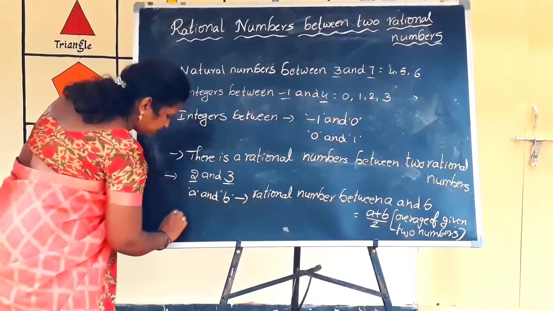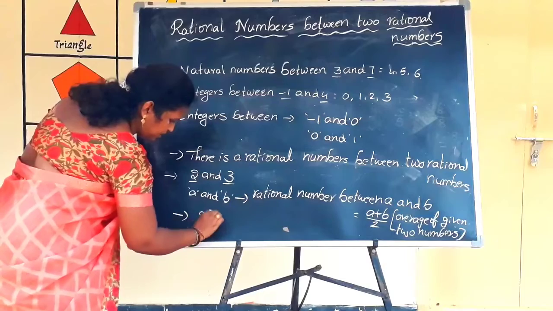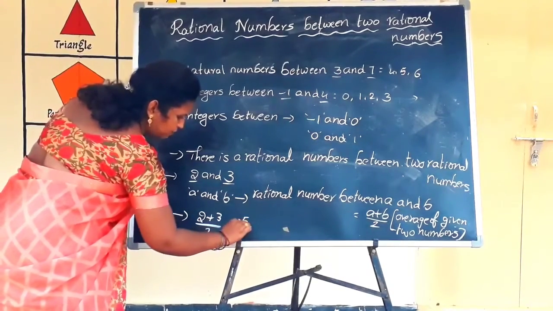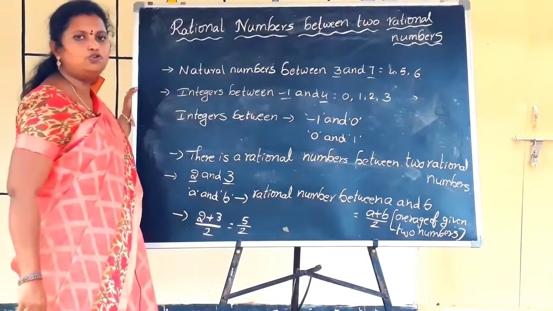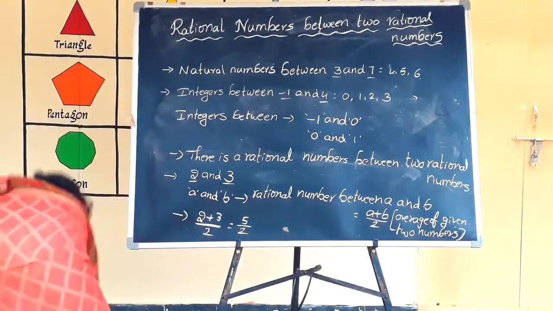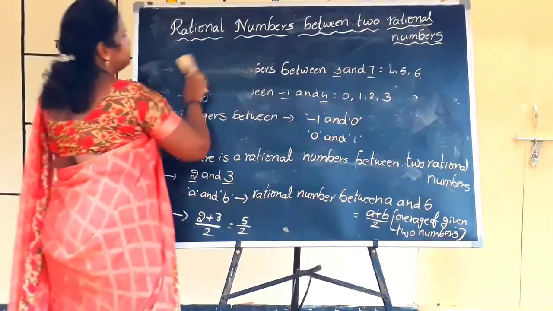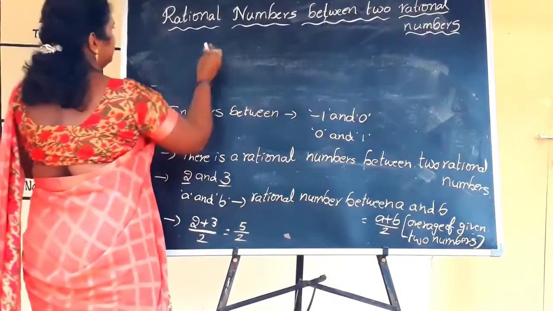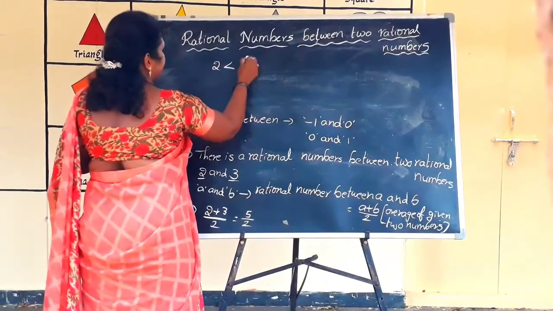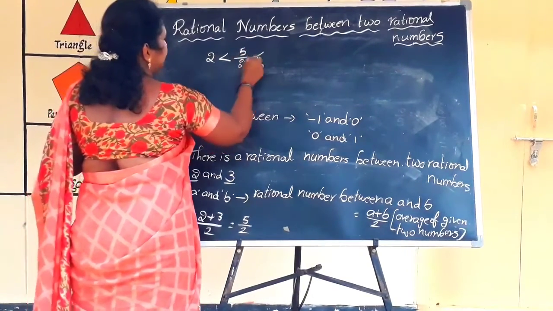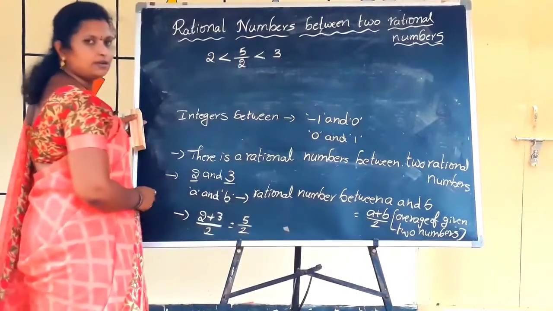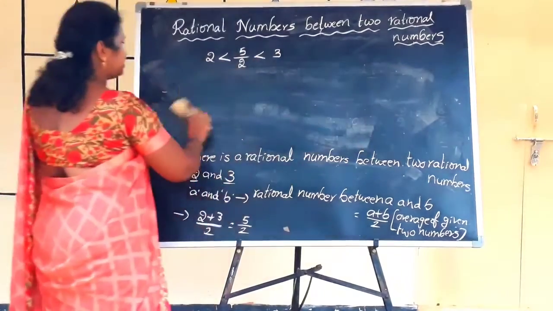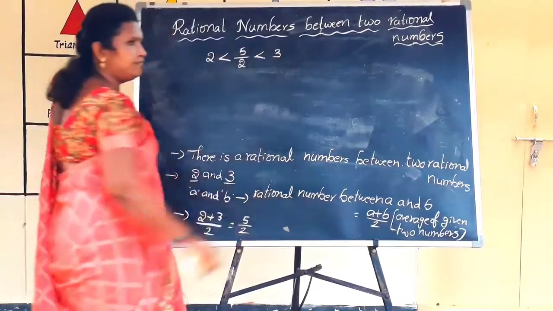So now the rational number between 2 and 3 is (2 plus 3) by 2, which is equal to 5 by 2. So then we can write it as 2 is less than 5 by 2, which is less than 3. Now, is there any other rational number between 2 and 3?